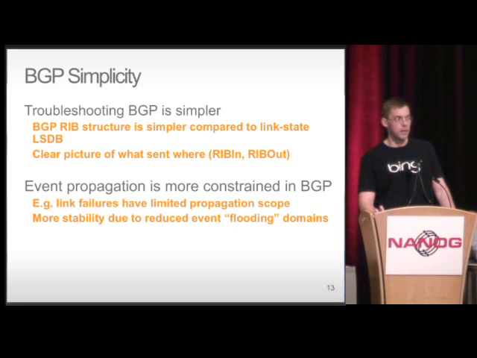The last argument is that event propagation, or event flooding, in BGP is more constrained. Since BGP is distance vector, a change in the topology will normally stop at some point in the hierarchy. Say if a link flaps in OSPF, the event floods the whole area, no matter where it happens. In BGP, normally, once you find a different best path, you stop flooding the event and just converge on a new path. So in general, we found that under specific failure scenarios, BGP has better fault isolation.